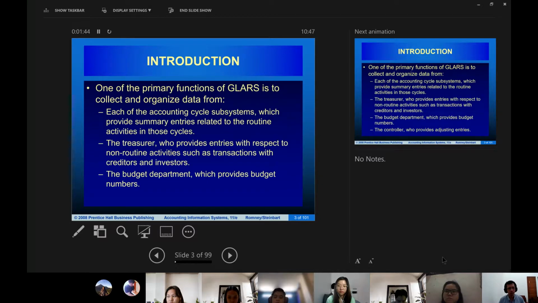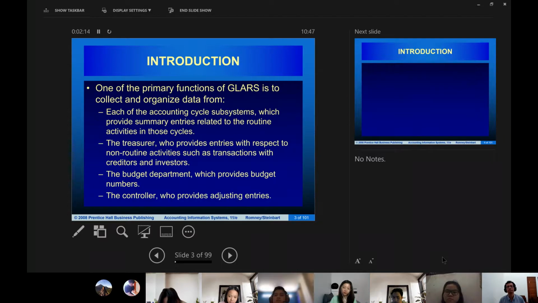From each accounting cycle subsystem, there are summary entries related to routine activities in the cycles. That's the data coming in. From the treasurer, there will be information about non-routine transactions, like transactions with creditors and investors. And then later on, there is something that will not appear on the financial report, the performance evaluation. This is especially from the budget department, and also from adjustments.